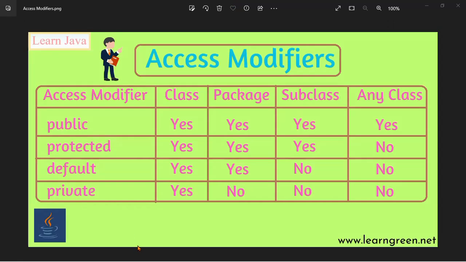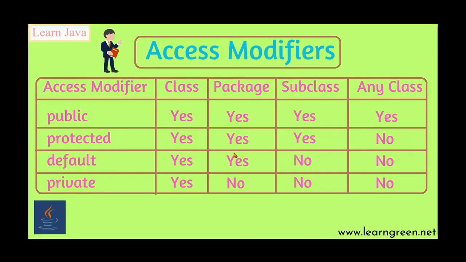Hi friends, let's learn about access modifiers in Java. Access modifiers in Java are keywords used to specify the accessibility or visibility of classes, methods and variables in a Java program. There are four access modifiers in Java: public, protected, default and private.